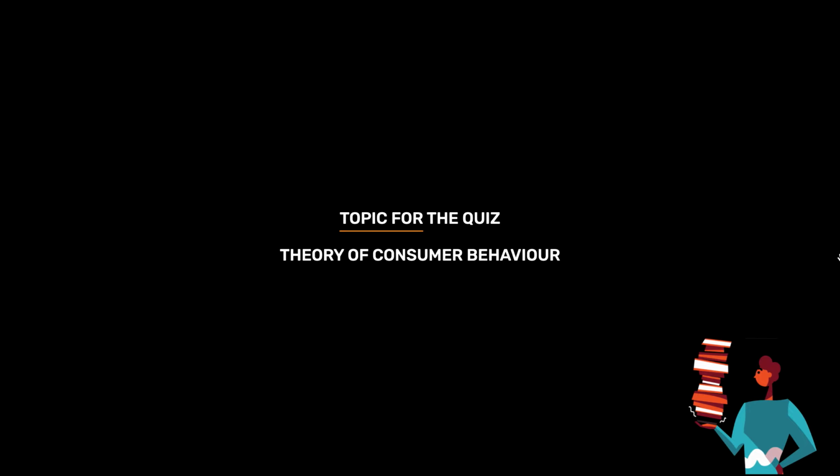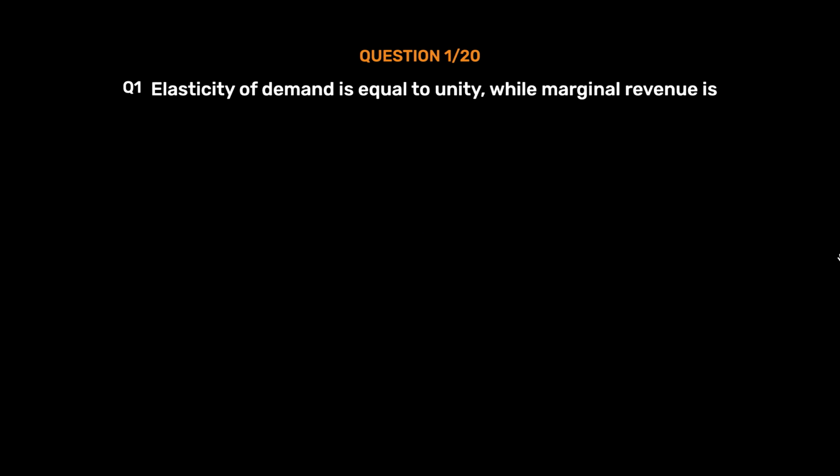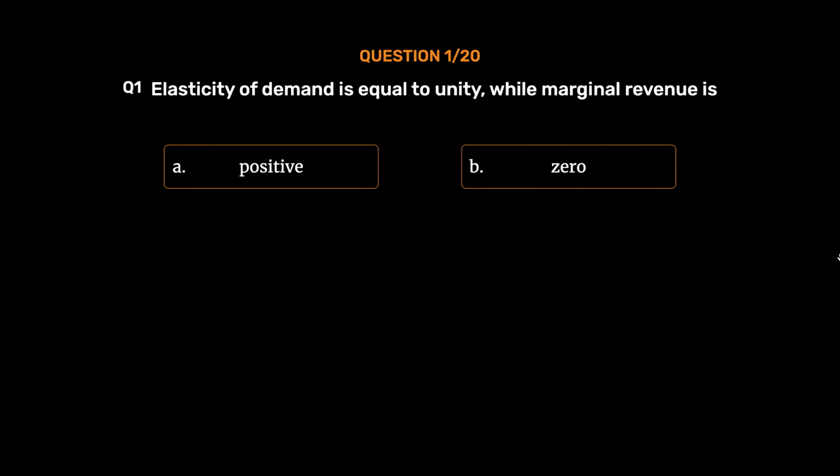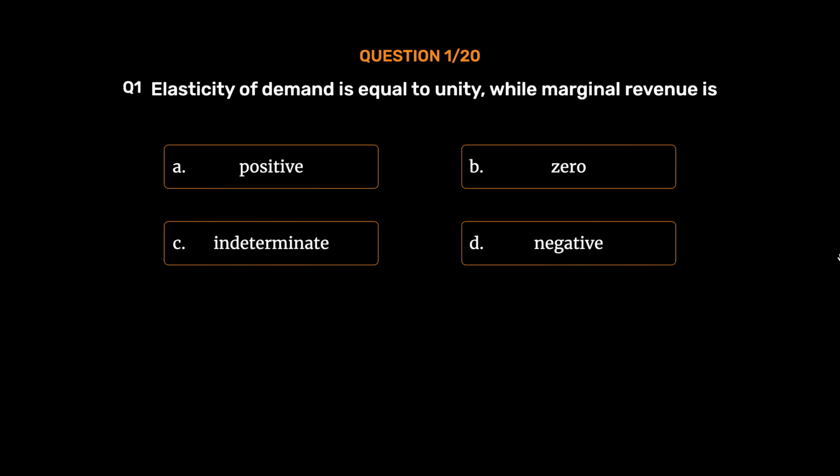Topic for today's quiz is Theory of Consumer Behavior. Question number 1. Elasticity of demand is equal to unity, while marginal revenue is Option A, positive. Option B, 0. Option C, indeterminate. Option D, negative. The correct answer is Option B, 0.